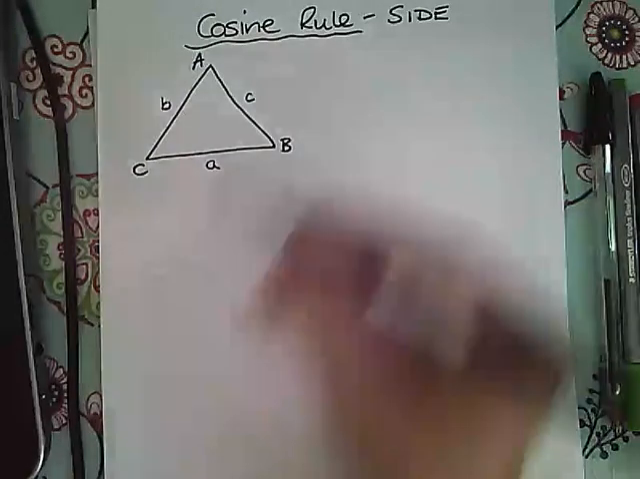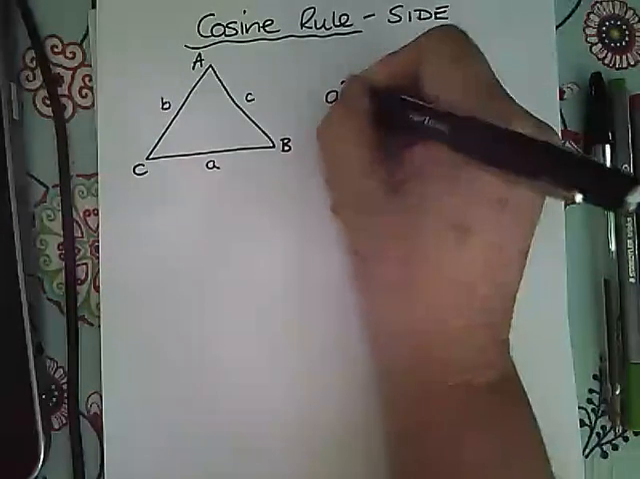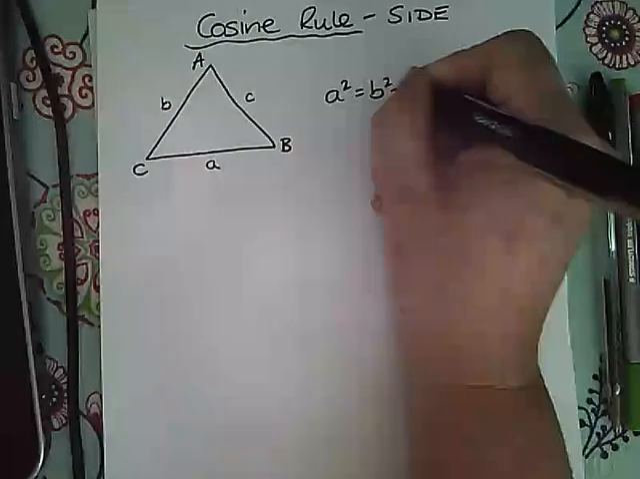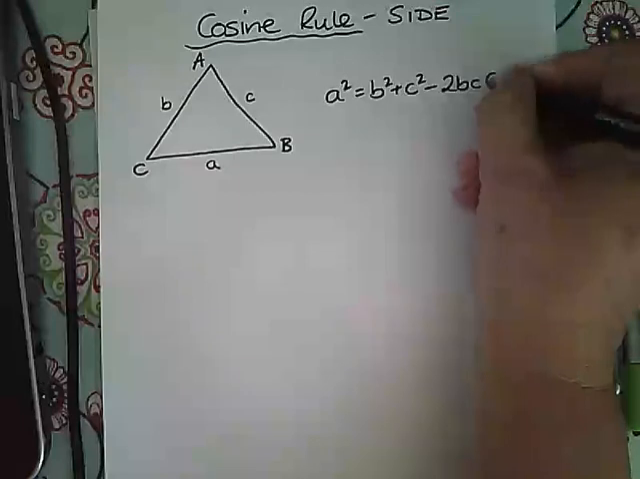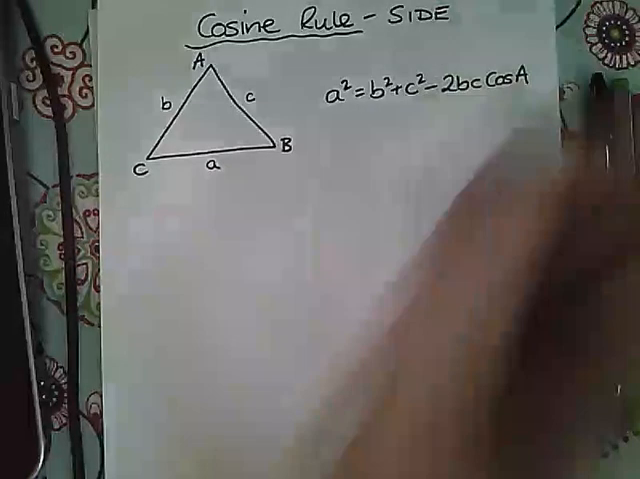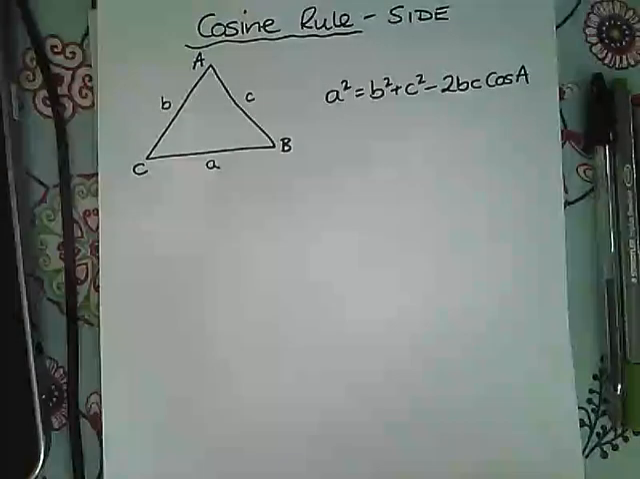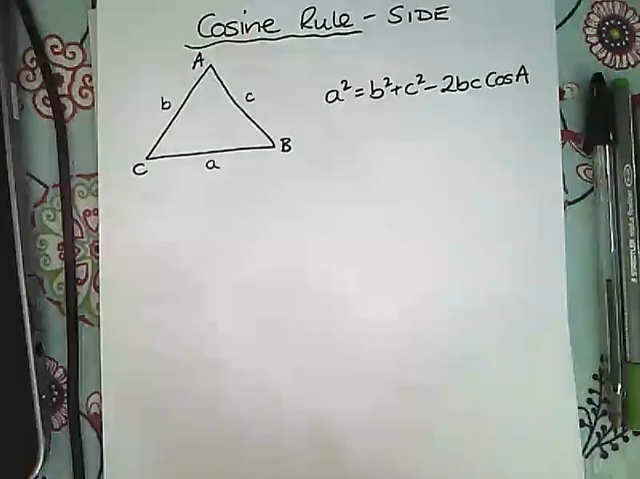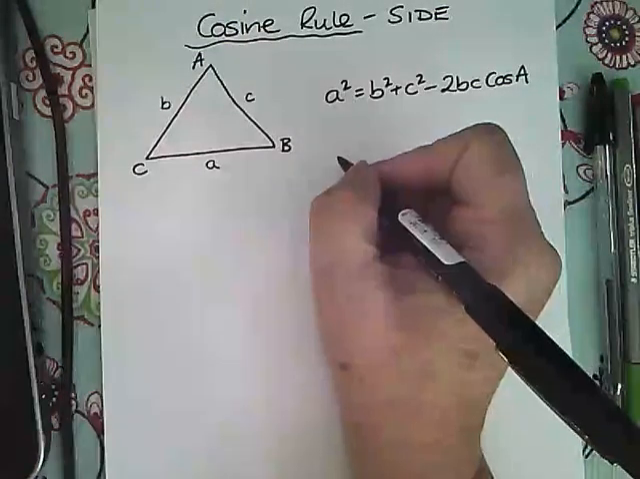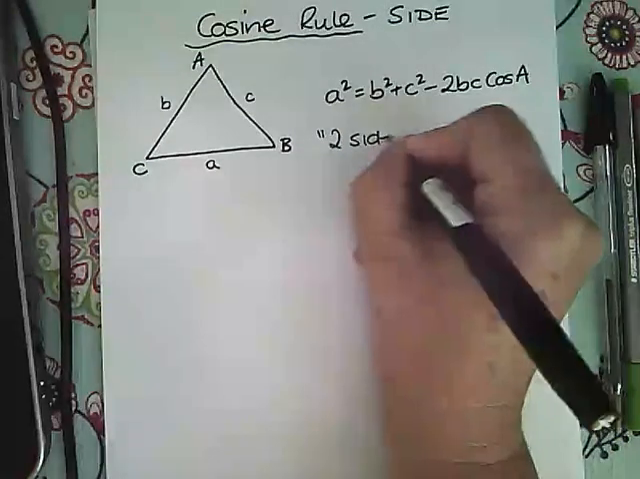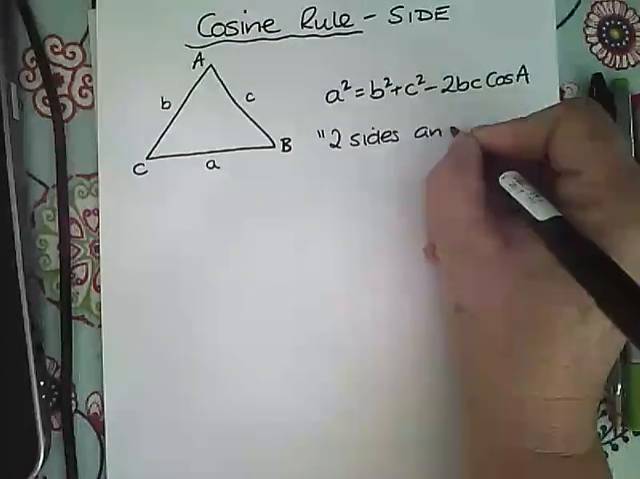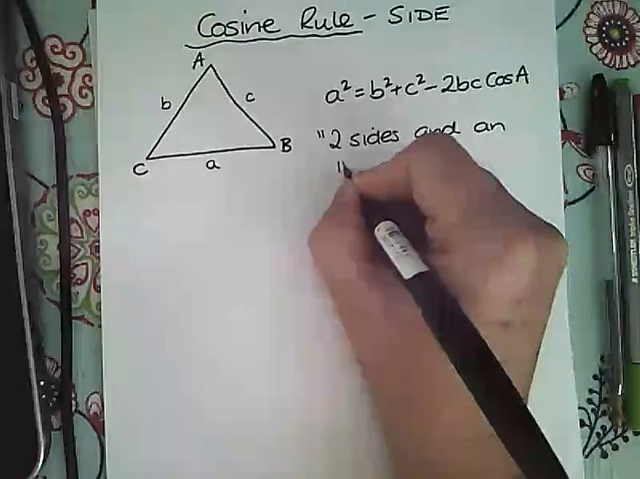And the cosine rule we write out like this: a squared is equal to b squared plus c squared minus 2bc cos A. And this is used when we have got two sides and an included angle.